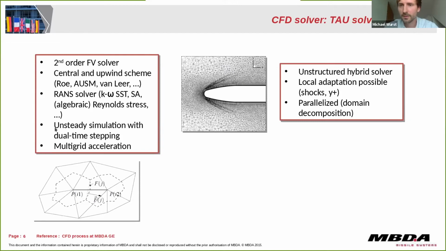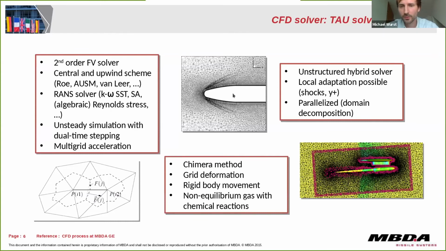Regarding the mesh or the cells, it's an unstructured hybrid solver. We can locally adapt our mesh, for example, here in the presence of shocks. And we can also adapt the y-normal or the wall-normal direction to have an optimal y plus value. And it's parallelized via domain decomposition. And another feature which is nice in the solver is that it supports the chimera method, especially for large rigid body movement and grid deformation. And we can also handle non-equilibrium gas flows with chemical reactions inside the solver.